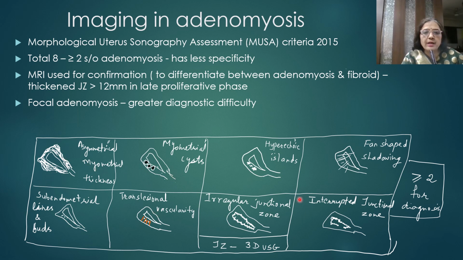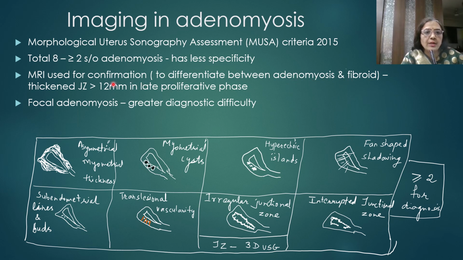So these are the 8 MUSA criteria, and the presence of greater than or equal to 2 is required to diagnose a case as adenomyosis. The greater the number of criteria, the more likely the diagnosis of adenomyosis by ultrasonography is correct. Now, MRI is used for confirmation, especially to differentiate between adenomyosis and fibroid.